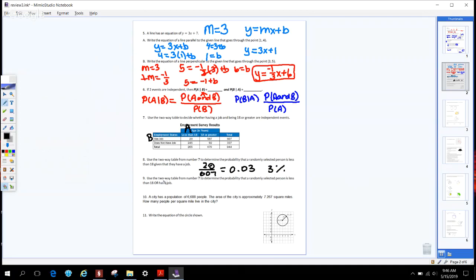For 7, it says determine the probability a randomly selected person is less than 18 or has a job. Remember, anytime we hear "or," we think of the formula sheet. We have to add them up and then subtract the overlap. There's 944 people total. There's 265 people who are less than 18. There are 607 people who have a job, but now we have to ask how many of the people less than 18 have a job? That's 20. So we're going to subtract the 20 overlap.